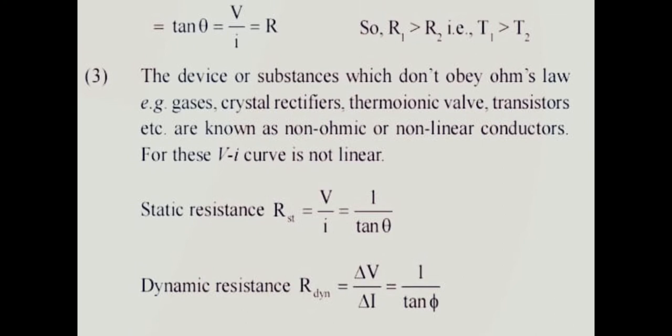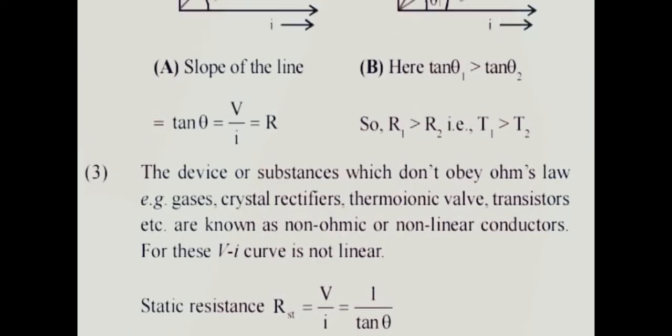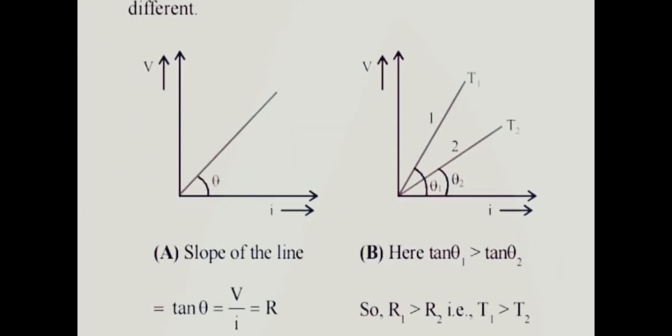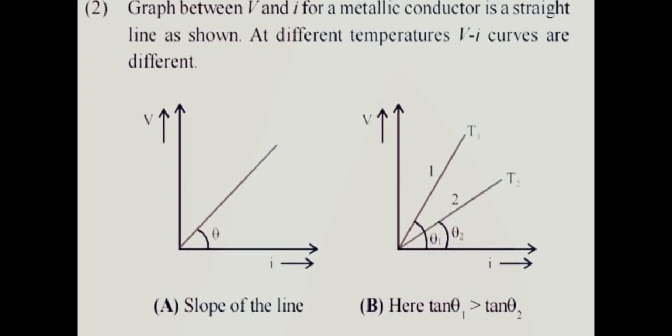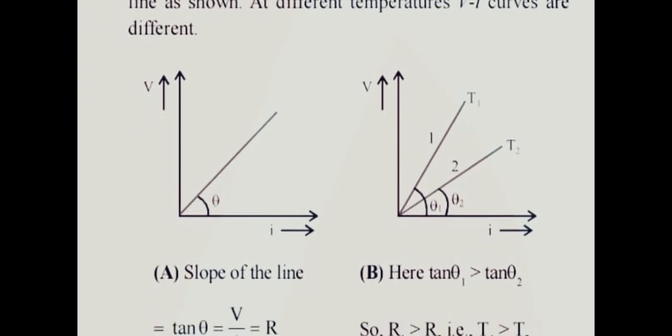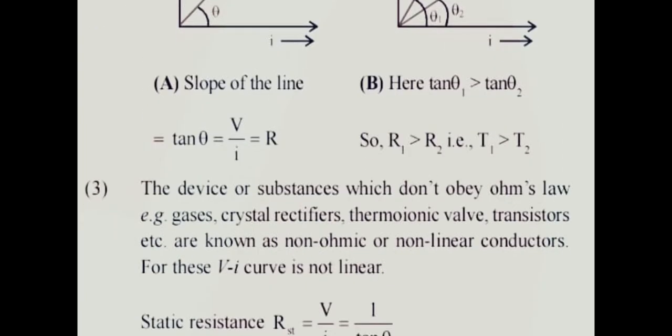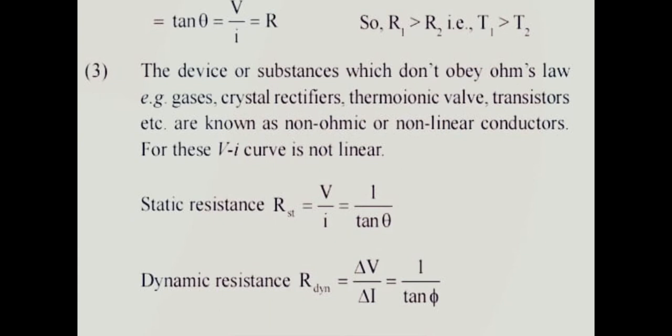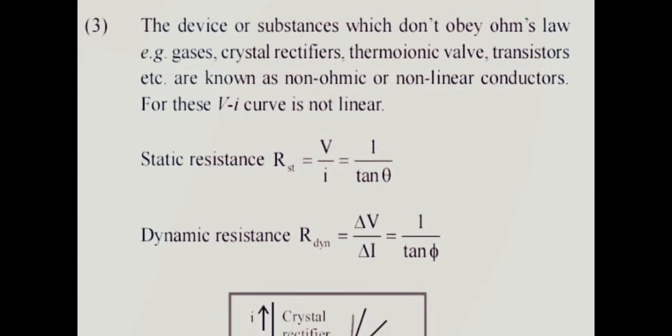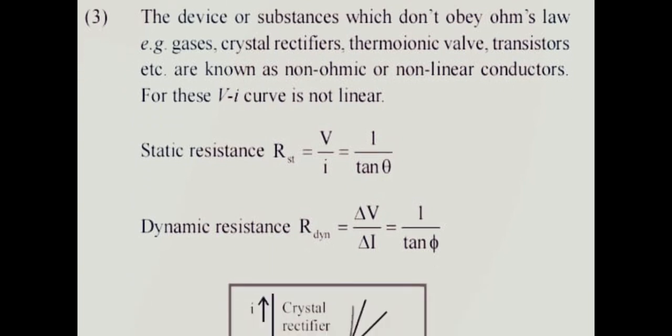Now why do we call it non-linear? Because when we draw the graph of Ohm's law, V equals IR, we get a straight line. If we do not get a straight line, that is called non-linear, because a straight line is called linear.